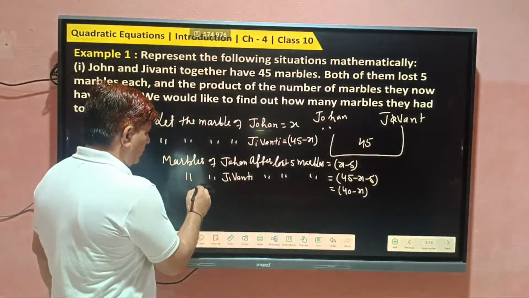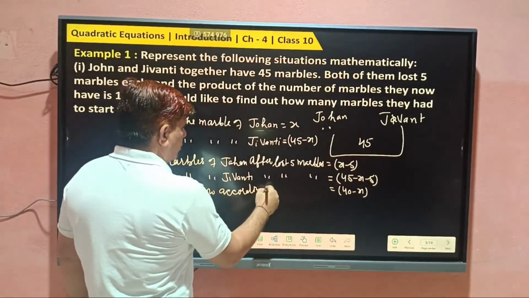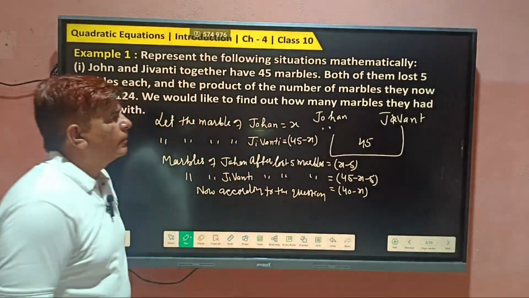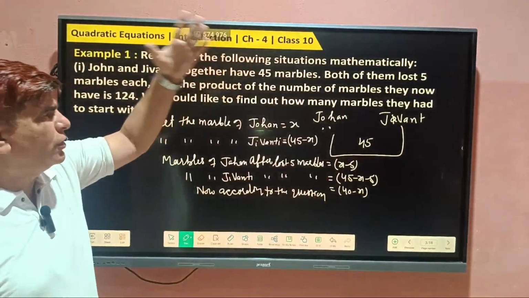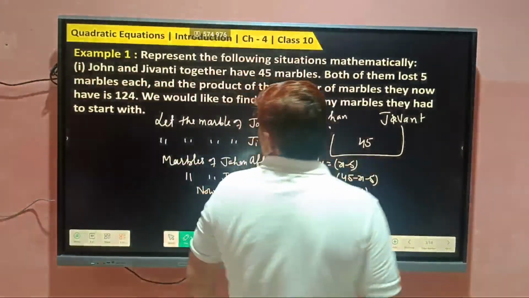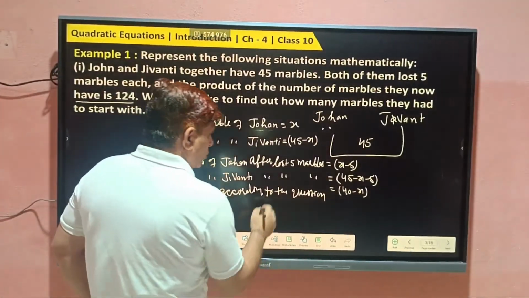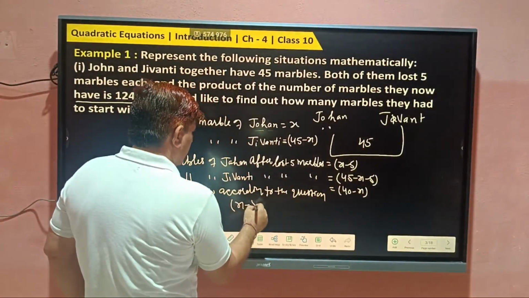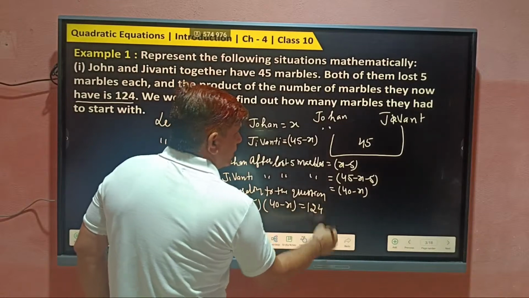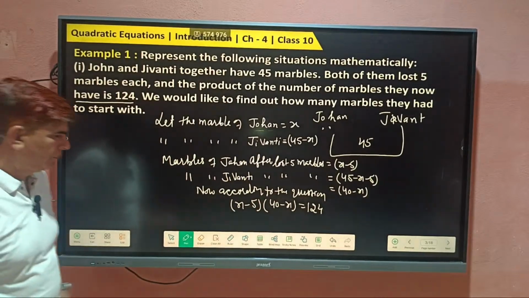Now, according to the question, you have to represent the following situation mathematically. So what is it saying? The product of the number of marbles they now have is 124. After losing, how many marbles? X minus 5 into 40 minus X, and this is equal to 124. And if we solve it, what does it become?